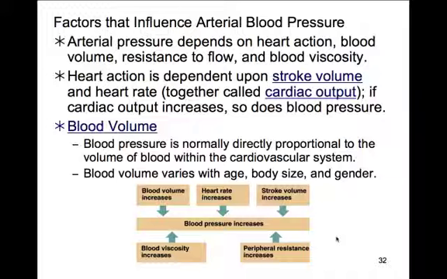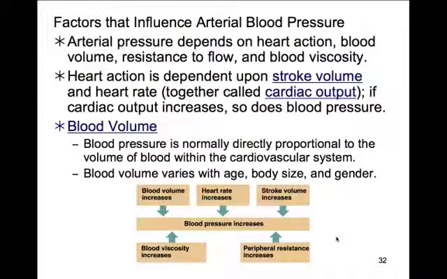There are many things that influence arterial blood pressure. It depends on the heart's action, the blood volume that's being pumped, the resistance that the vessels have to the flow of blood through them. That is, are they elastic or are they very tight? And then the viscosity of the blood. How thick is the blood? The heart action is dependent on the stroke volume and the heart rate, which together are called cardiac output. If the cardiac output increases, that means there's more blood going into the vessels, and thus it will put more pressure on the vessels. So we experience higher blood pressure with higher cardiac output.